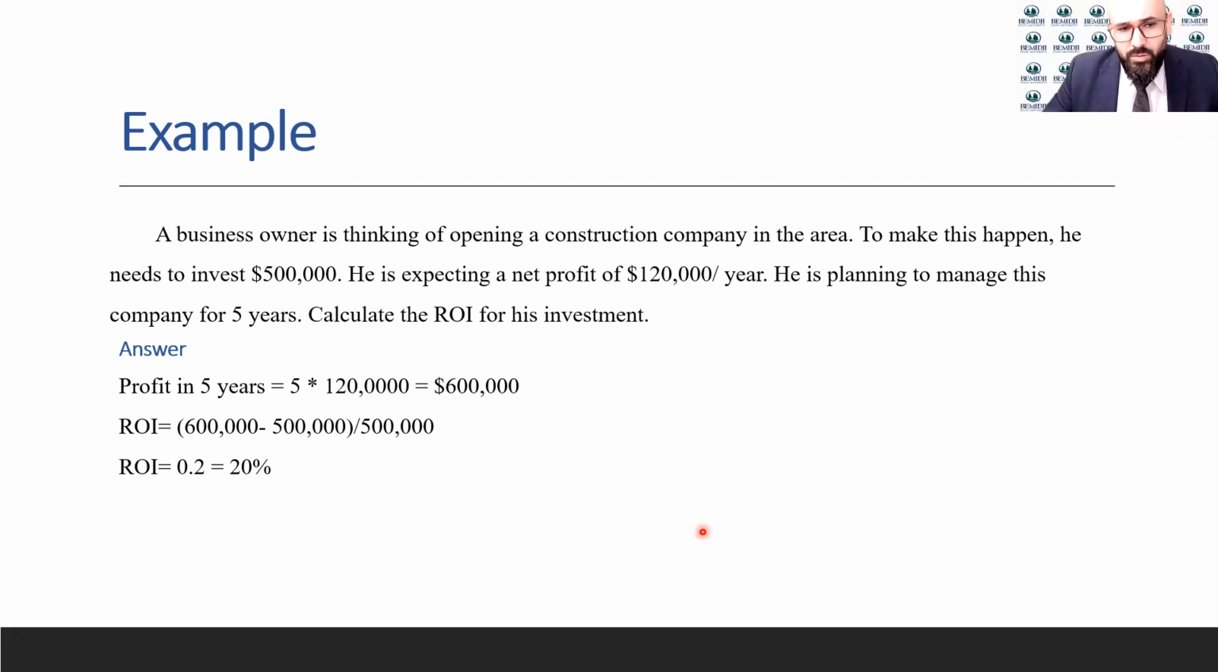The first thing that you want to do is to calculate the revenue in 5 years. That would be 5 times 120,000, which is equal to 600,000. And now the ROI would be equal to 600,000, which is the profit that we generated during this period, minus the initial investment, which is 500,000, divided by the 500,000. And that would be equal to a 20% rate of return.